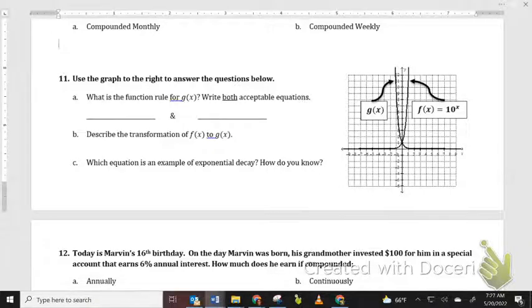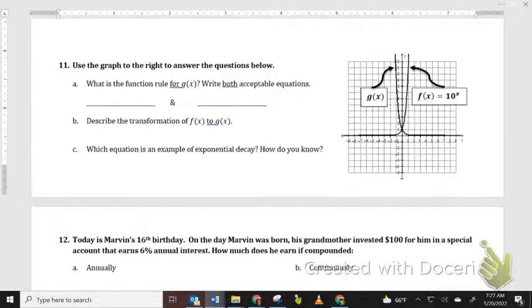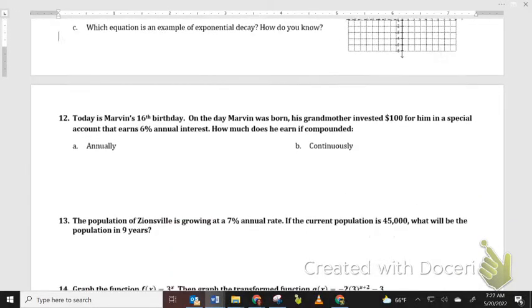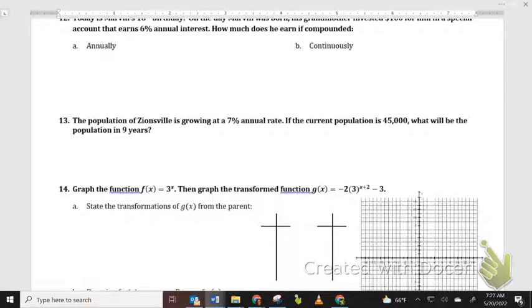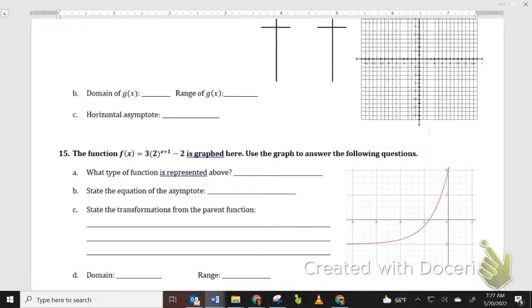This one could really go either way. If it was on paper, it would look very similar to this. If it was multiple choice, then it would be, pick out which are the proper equations for the graph g of x. Or is g of x showing exponential decay or exponential growth? How do you know? 12, 13, 14, those are ones that I would expect more like on paper.